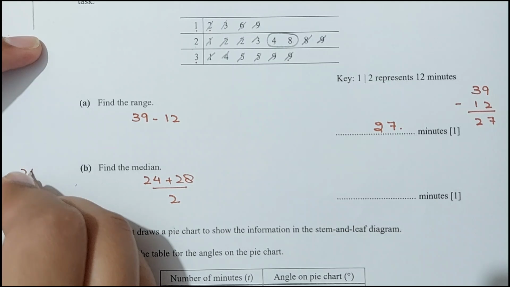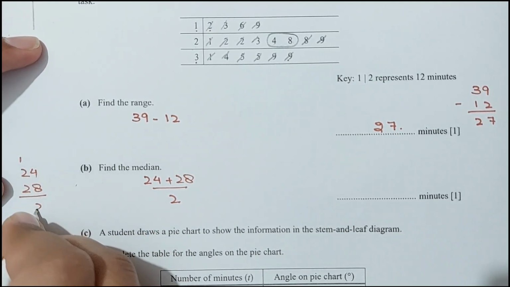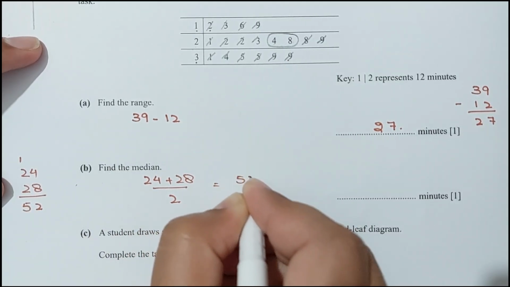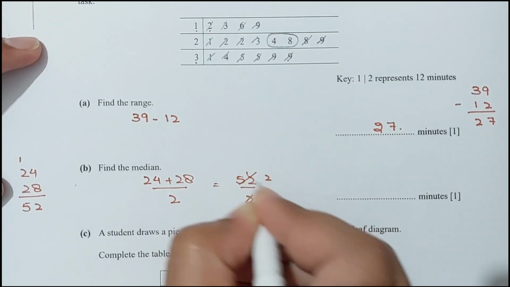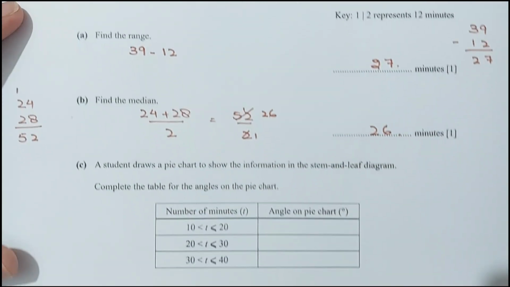Let me add 24 and 28. 8 plus 4 is 12. 2 plus 2 plus 1 is 5. So it is 52. 52 divided by 2: 2 times 1 is 2, 2 times 6 is 12, so 26. So 26 minutes is the median.